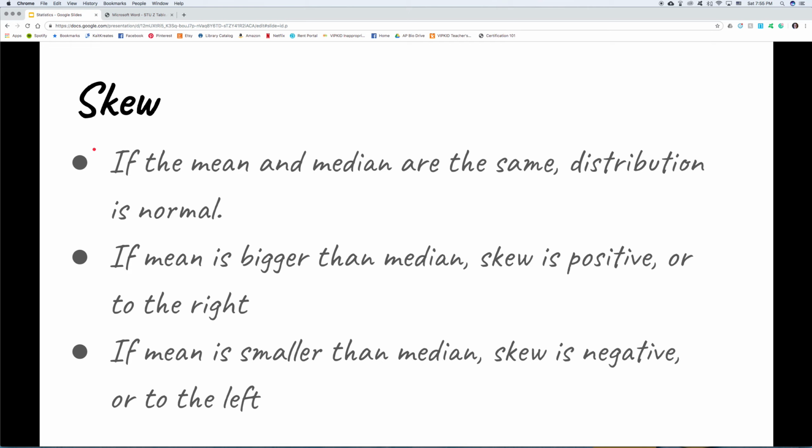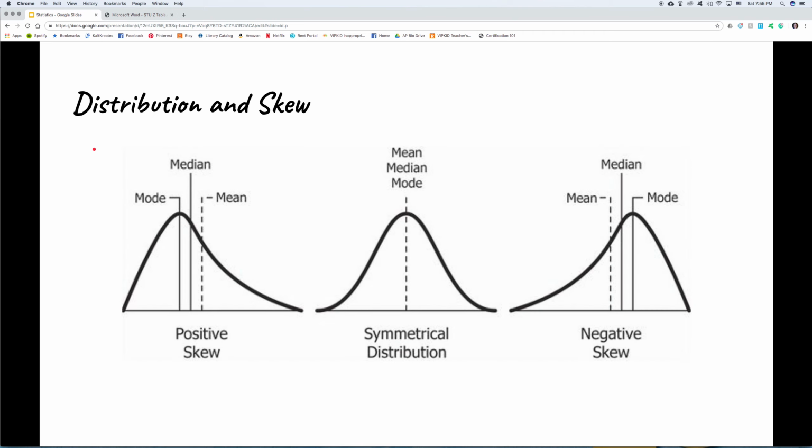Skew is whether your curve is normal or whether it kind of leans to the left or the right. So here's a picture. Your normal distribution is going to look like this. So it's centered. If you folded this in half, then it would look the same on both sides. You have a positive skew. That means it's got a sharper curve to the left and then kind of a gradual curve over here to the right. A negative skew, you have a sharper curve to the right and then a long gradual curve to the left.